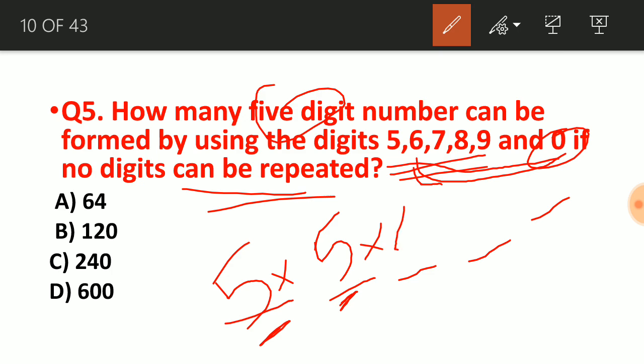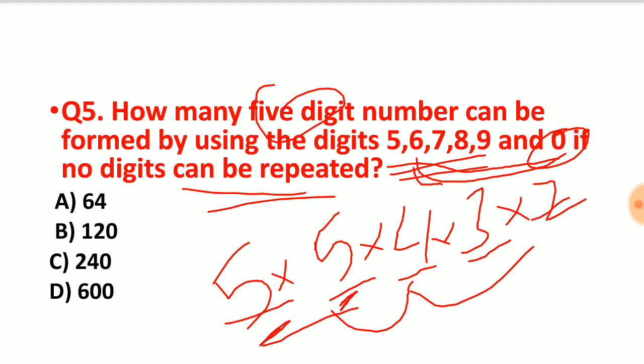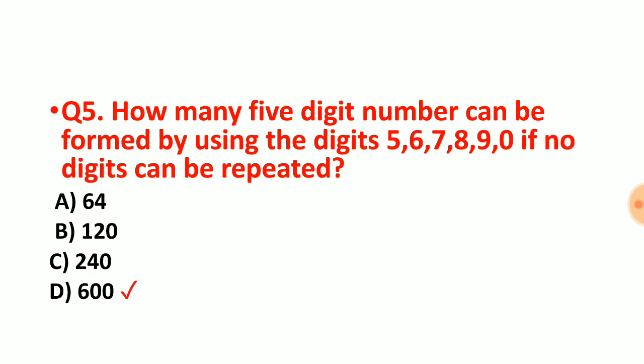Now there are 4 choices for this place, 3 choices for this place, and 2 choices for this place. 5 into 5 is 25, into 4 is 100, 100 into 6 is 600, which is option D. So 600 is the answer for question number 5.